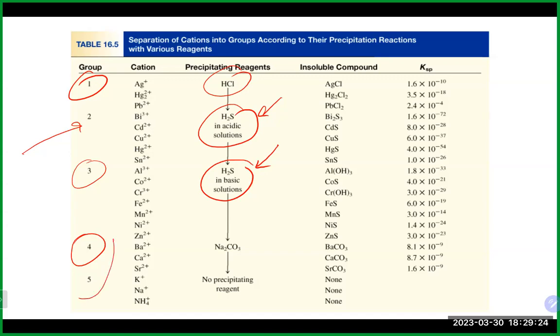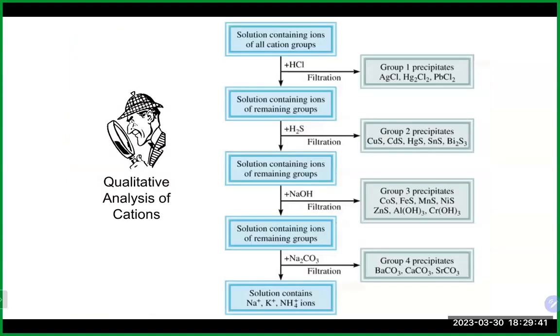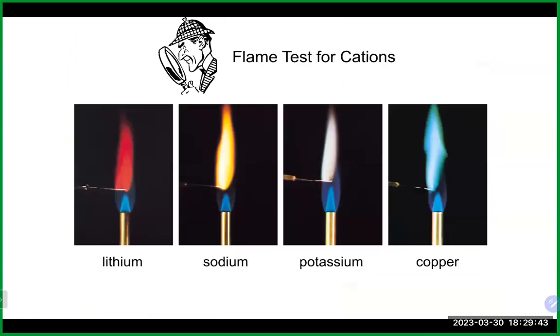Group 4 and group 5 are sometimes combined together. Group 5 has a lot of things that are soluble in everything, which frankly means you always end up with flame tests, which we will do for those at the end. There are a few ions like barium and calcium that could still be precipitated out. Any question on KSP?